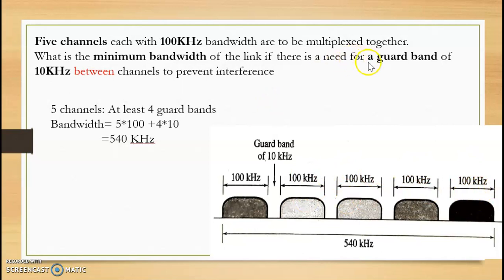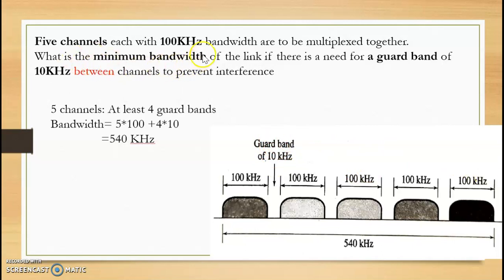But in the question we are also given that there is a guard band of 10 kilohertz between the channels. So if there is a guard band of 10 kilohertz between the channels, then total there will be 4 guard bands required between the channels, and the bandwidth of the guard band is 10 kilohertz. So it will be 4 into 10, that is 40 kilohertz will be used for the guard bands.